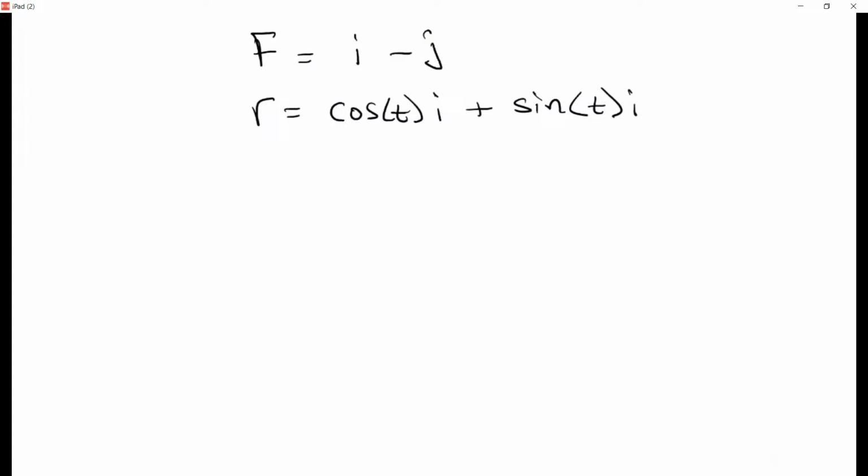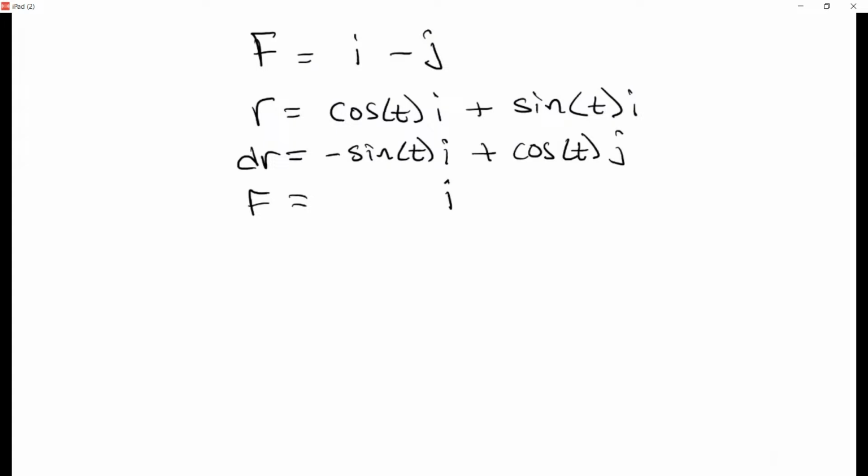So we need r prime, dr. We'll only do this. Oh, actually, we did this already, didn't we? We know what dr is. It's going to be negative sine t i plus cosine t j. F is already written without x's and y's, so I'm just going to write it like this: i minus j. I'll put a 1 in here just as a placeholder. And then we're going to do F dotted with dr.